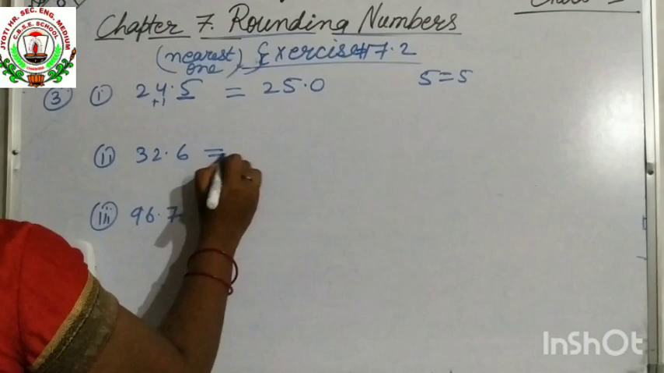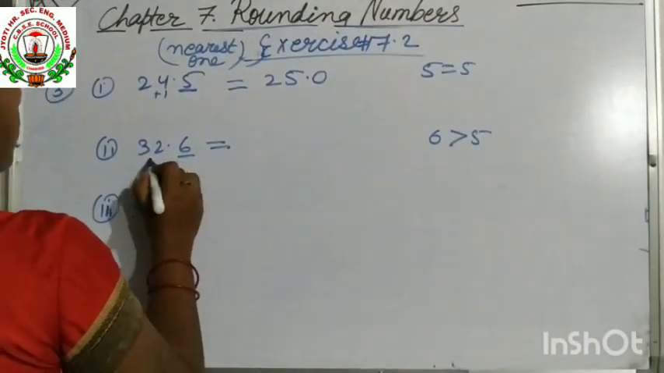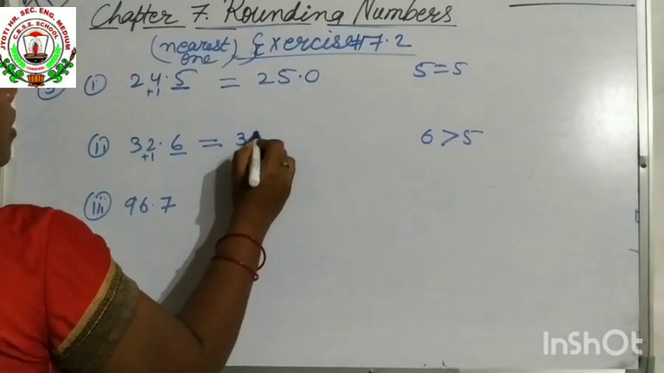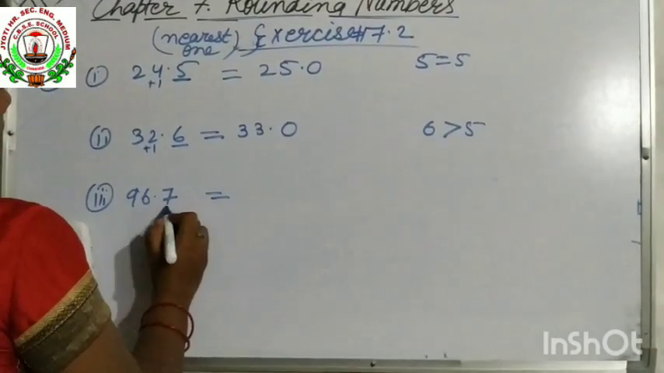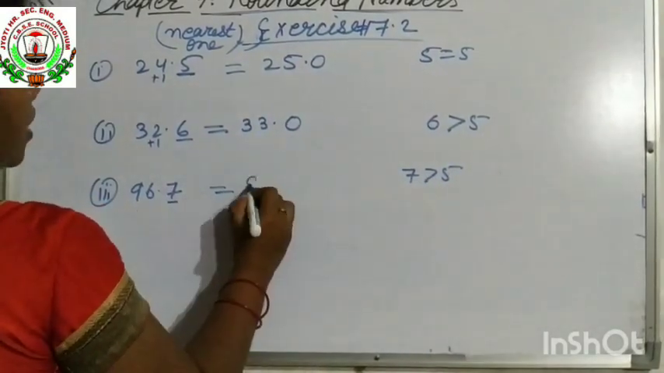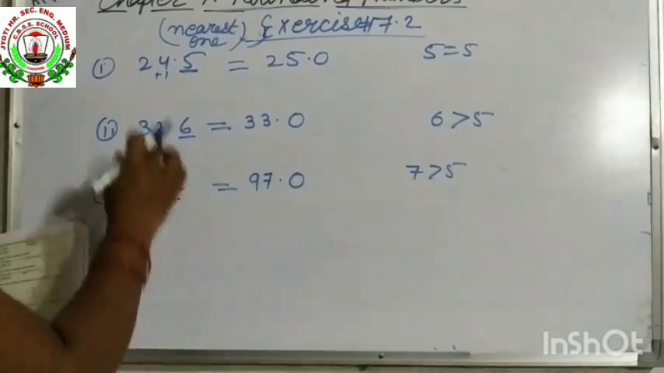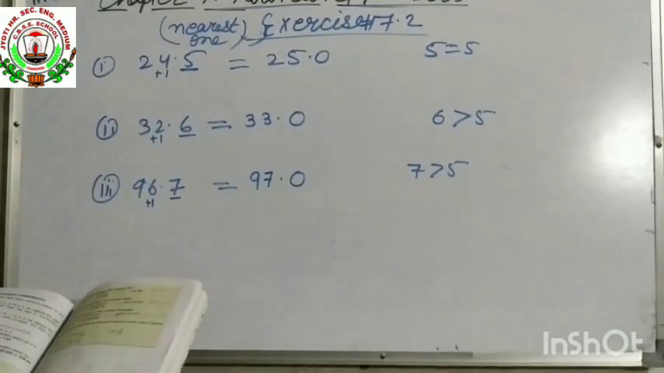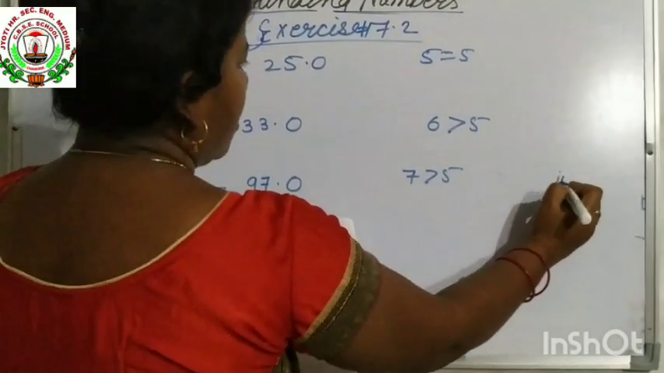Understood? Similarly in this question it is 6. So 6 is again greater than 5. So we will add 1. 32 becomes 33 and this number will be 0. Now next, it is 7. 7 is greater than 5. So we will add 1. 96 plus 1 is 97 and this will be 0. So this is the nearest one. The rest of the questions you will do, that is your 3, 4 and 5.